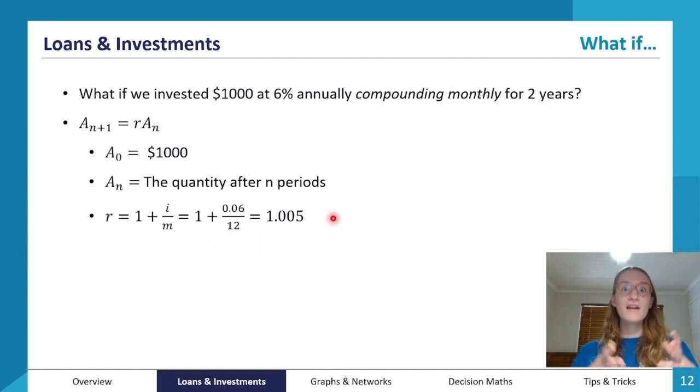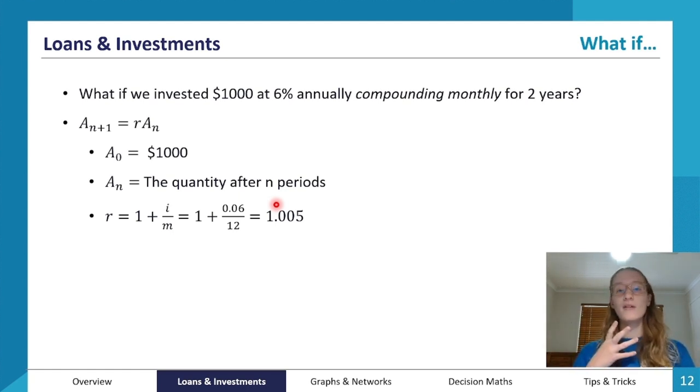So R, the rate by which our investment is growing every month, is 1.005, which is a smaller number. Oh, sorry, that's my mistake there. That should be 1.006 because it's divided by 12. Yes, sorry, 1.005. My bad, that is correct. So it's growing by 1.005 every month, which is a smaller number than 1.06, which is what we were looking at before.